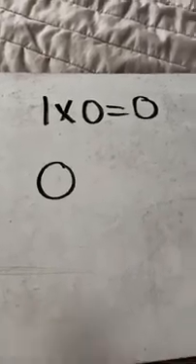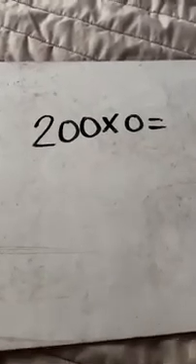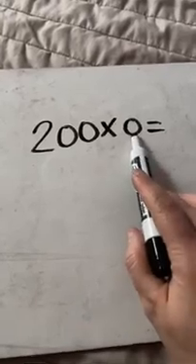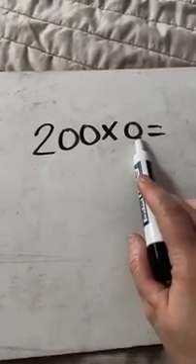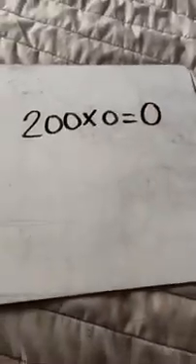So I could do this problem. Are you ready? Let's see. Can you do this one? 200 times 0. But you're probably saying, I can't make 200 groups. You're right, but you don't have to because here's a 0. And if you see a 0, your answer's always going to be what? 0.